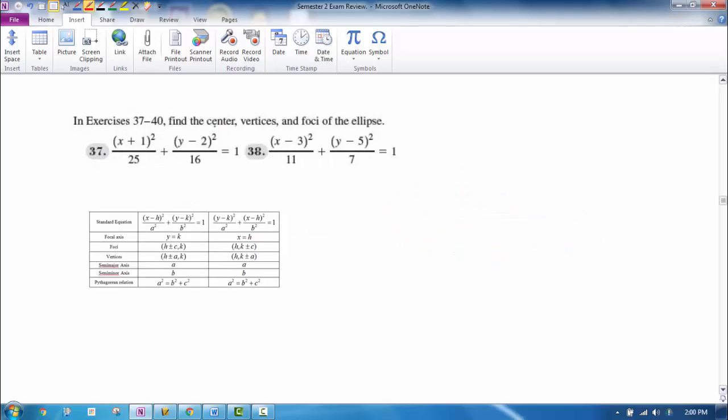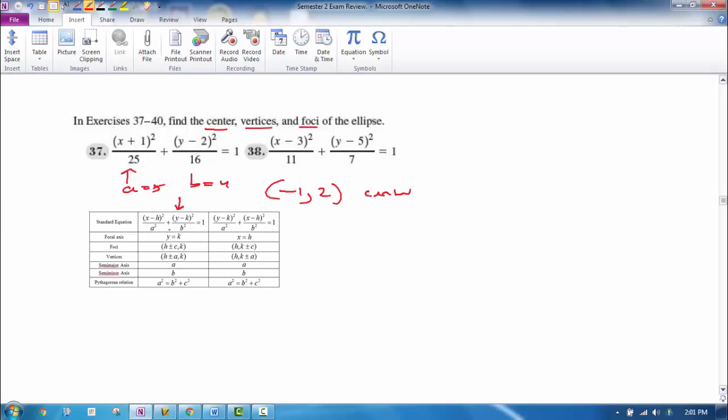Next problem wants to find the center, vertices, and foci of this ellipse. If we look at this one, the bigger number is the major axis, which in this case a is 5 and b is 4. So the center is at, if you compare to this formula right here, h and k is the center, which in this case is -1, comma 2.